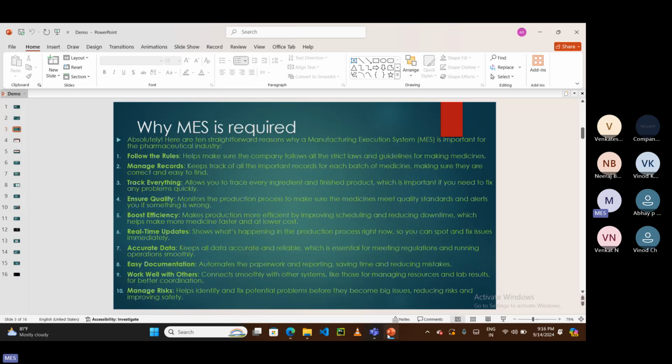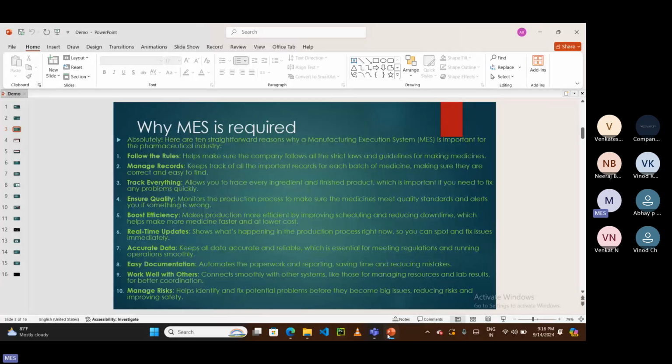Work well with others, yeah. It is making someone's life easier because, apart from the manufacturing team, we have other teams in the plant, QA and QC. If they are using some application, like LIMS or labware in QC, and I want to take the data from LIMS or labware to MES, then you should integrate the application.